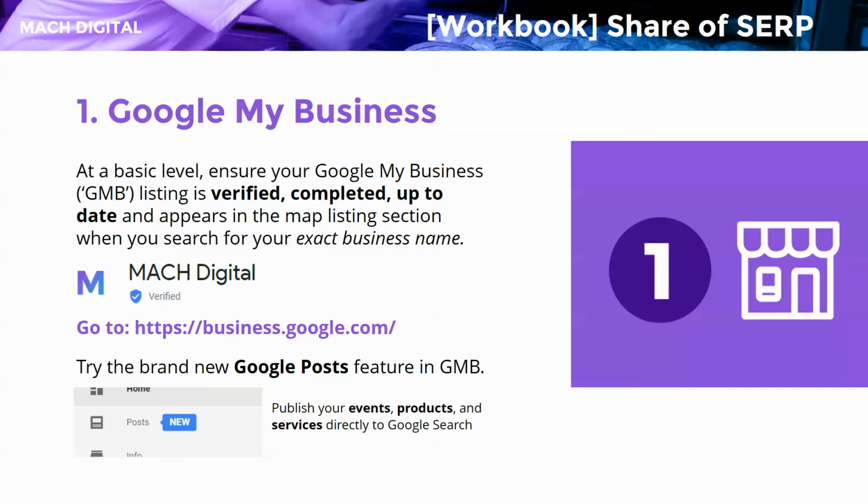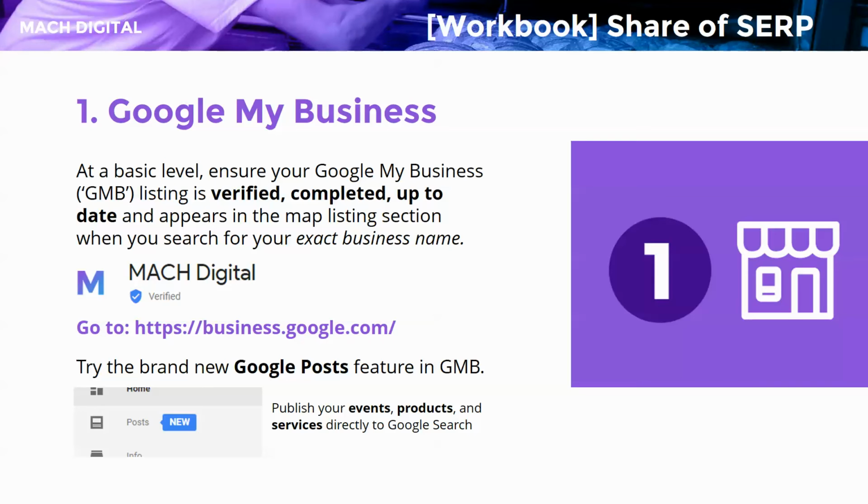So let's start. Number one, Google My Business. I have mentioned this in previous videos, but it's super important these days, especially for local business. So that's why it's number one. At a very basic level, ensure your Google Business page or GMB listing is verified. It's complete, so you fill out all the sections as much as possible. There's bits in there for photos, team photos, interior photos. Put as much content in there as you can, as long as it's relevant and not spammy.